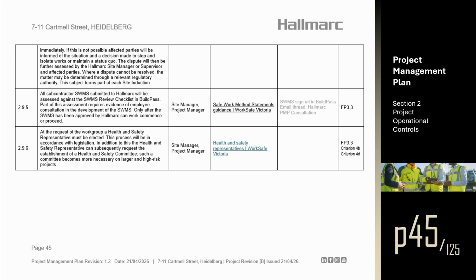Section 2.9.6. At the request of the workgroup, a health and safety representative must be elected. This process will be in accordance with legislation. In addition to this, the health and safety representative can subsequently request the establishment of a health and safety committee. Such a committee becomes more necessary on larger and high-risk projects.